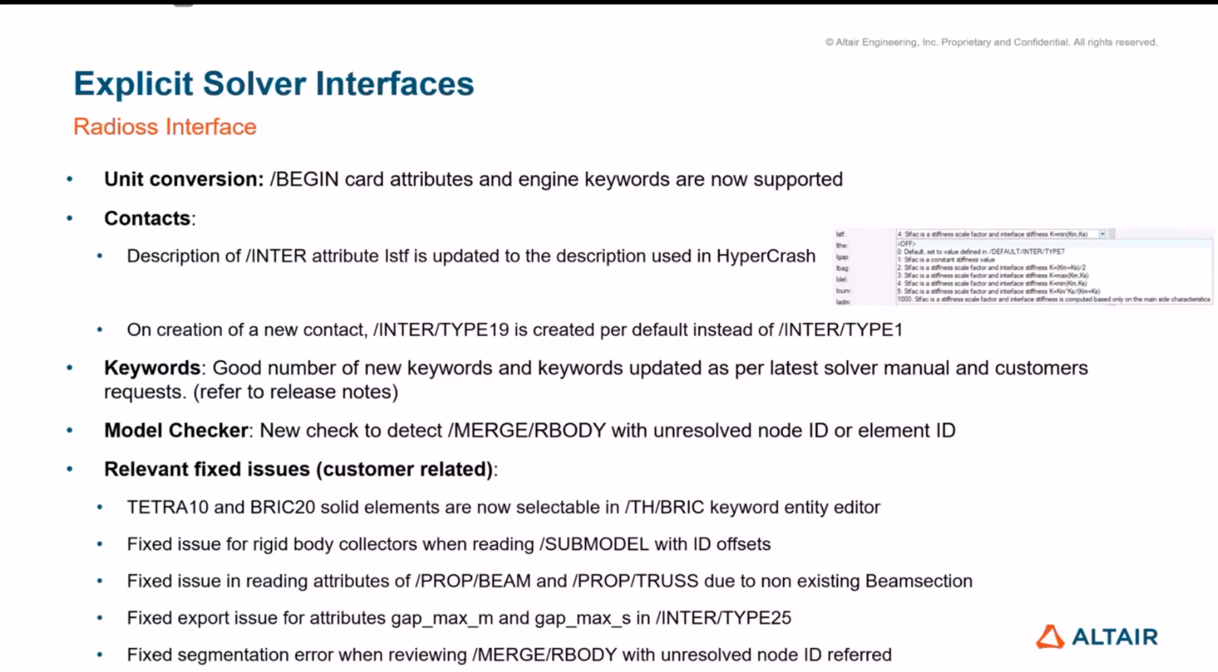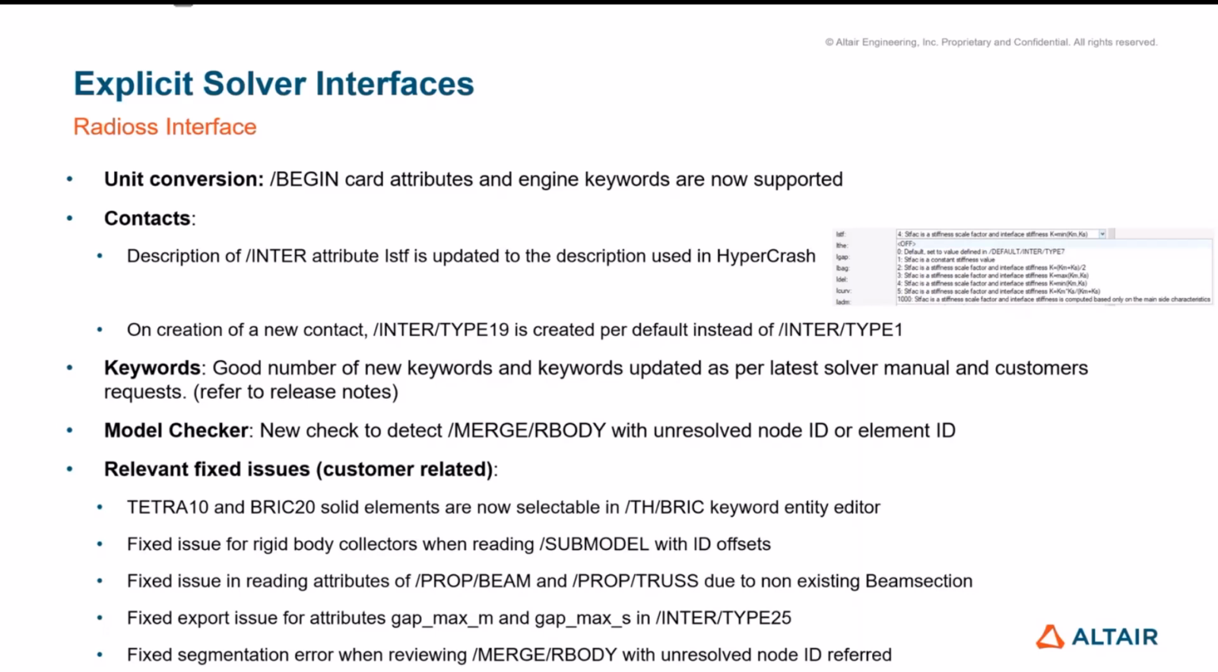And on the creation of new contact, we now expose the type 19 as default directly to the user and no more type 1, so that the user may use this one directly and not change the card image and so on. So small changes, but asked for a long time by many customers. In terms of keyword support as well, we did a good amount of keyword updates, new keyword implementation. I will not go through the details here, so you refer to the release notes, please. But there is quite a good number of those, based also on customer requests.